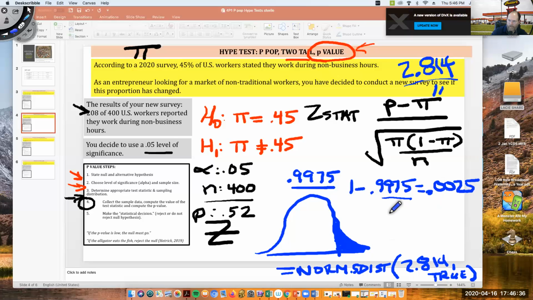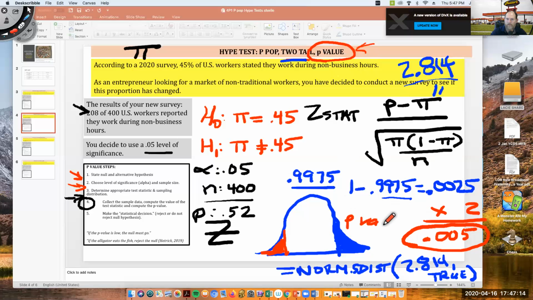Here's the part where you got to remember. If you are doing a two-tailed test, you have to multiply this number, once you've done a 1 minus, by 2. That 2 is for two tails. So we're also talking about a tail over here. And that will give you 0.005. Okay? So that is our p-value. Very, very important to multiply by 2.